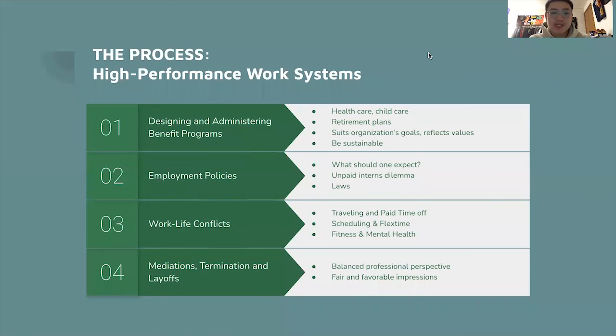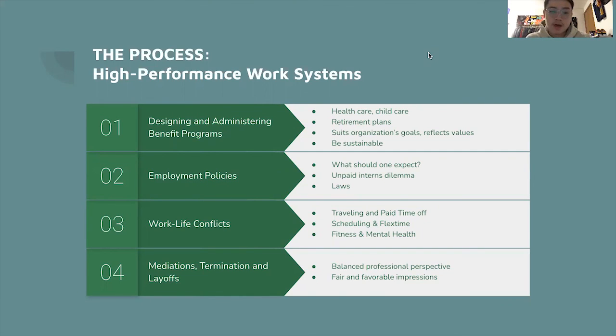When we ask what the process looks like, we have to look at the systems and the practices. The first one we look at are benefit programs. What are the benefits of working for us? Is it because we offer superior healthcare, or is it because our retirement plans are better? Each benefit program has to suit the organization's goals and reflect its values. They also have to be sustainable. Is this a long-term benefit, or is this a short-term benefit?